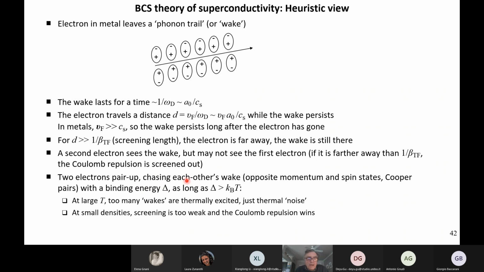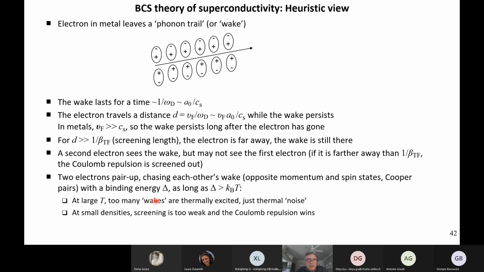So these two electrons may end up chasing each other, because now you can revert the situation. The second electron coming by also leaves a wake. This electron may go around, and we may see the wake of the first electron. So these two electrons may end up orbiting each other, chasing each other, and form a pair of electrons, a coupled pair. And this will have a binding energy delta. And as long as this is bigger than kT, there's nothing that can disrupt this situation.